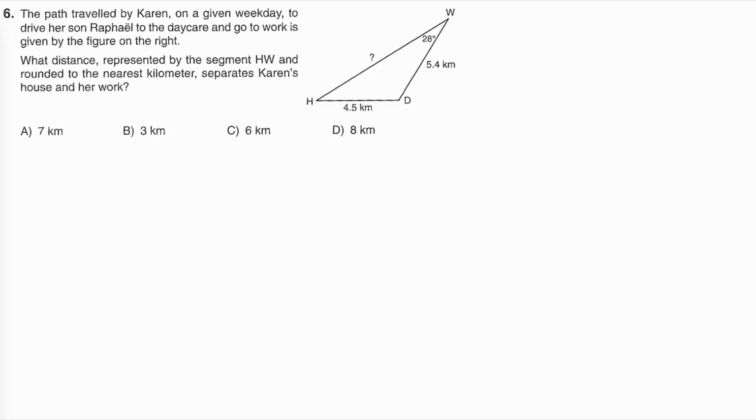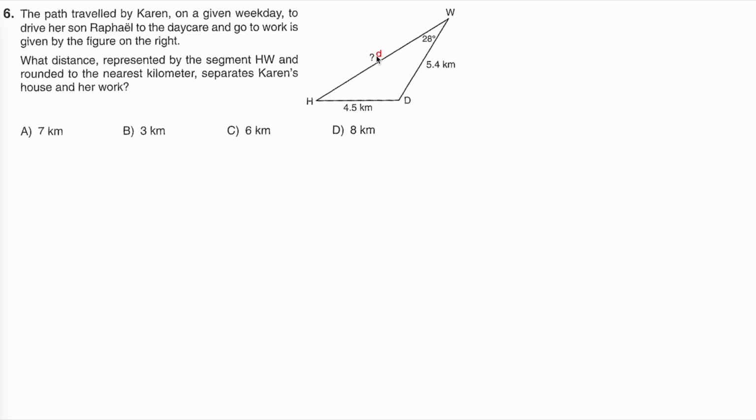Question number 6. The path traveled by Karen on a given weekday to drive her son Raphael to daycare and go to work is given by the figure on the right. What distance, represented by HW and rounded to the nearest kilometer, separates Karen's house and her work? They're asking us to find this length.